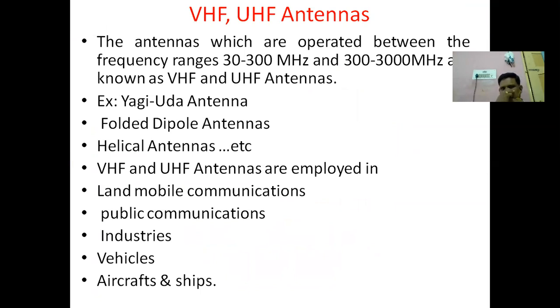Suppose the operating frequency of an antenna falls in the range 30 to 300 megahertz, this type of antenna is called a very high frequency antenna. Similarly, if the operating frequency is in the range 300 megahertz to 3000 megahertz, or 3 gigahertz, these antennas are known as ultra high frequency antennas. The best examples for UHF and VHF antennas are the Yagi antenna and the folded dipole antenna.